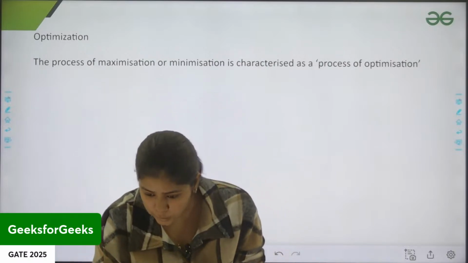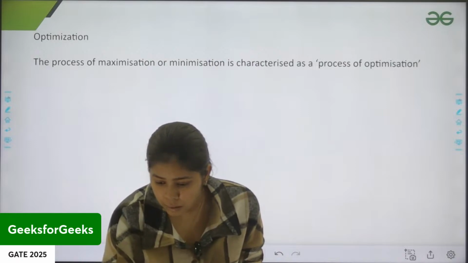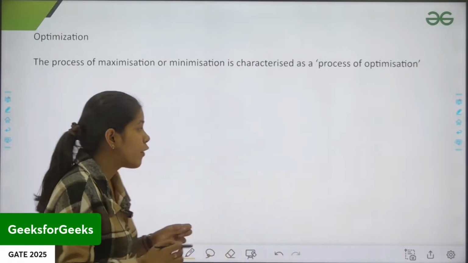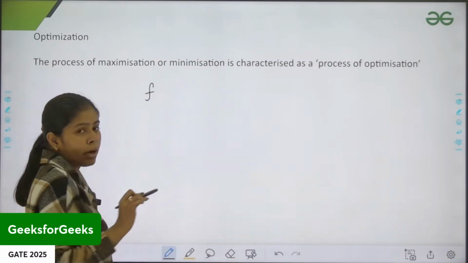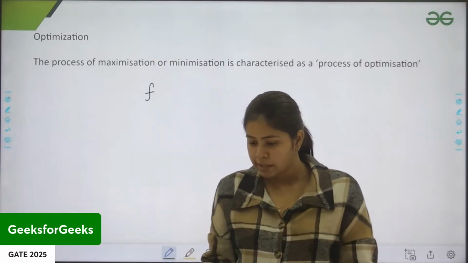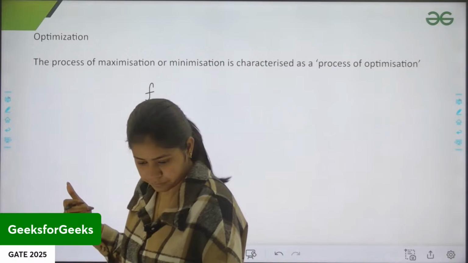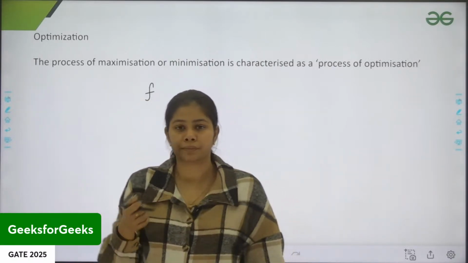Okay, somebody has asked one question: what does it mean, a function of a single variable? Let's start from the basics. What is a function, guys? Does anybody know what a function is?